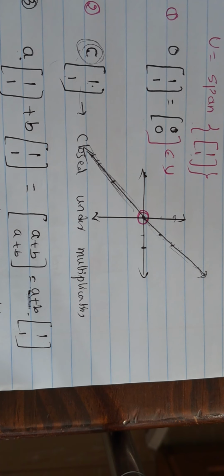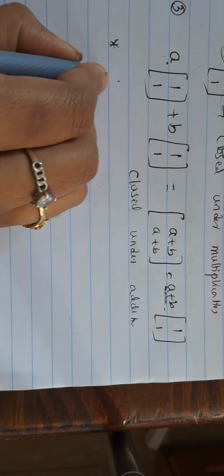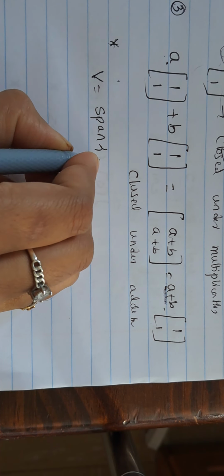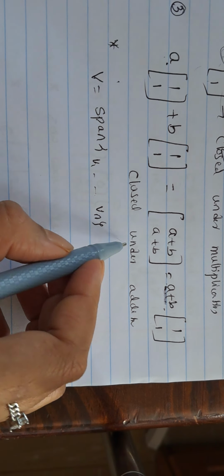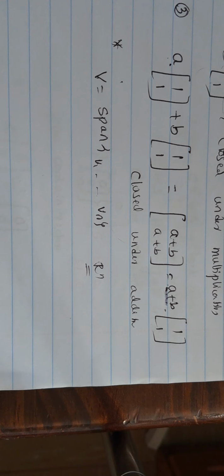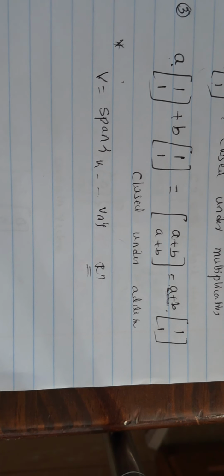In general, if I take U, which is the span of n vectors, say v1, v2, up to vn, this will be a valid subspace of Rn. So whenever you have the span of vectors, it will become a subspace of Rn. These are the properties we are discussing about the subspace.